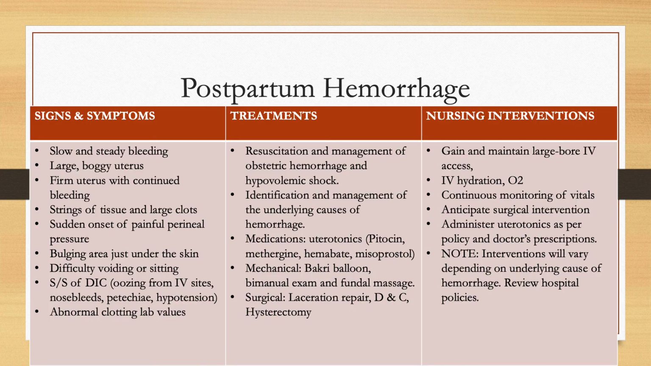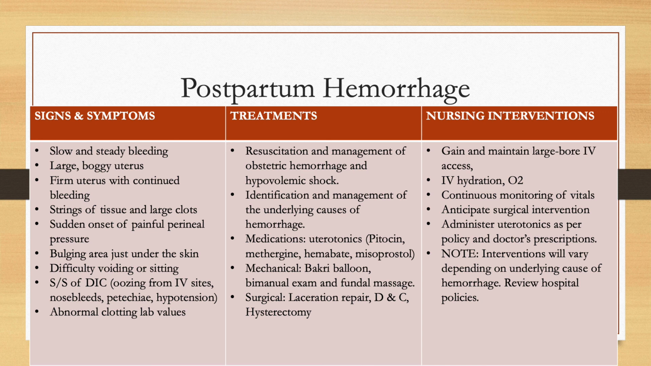So what are the signs and symptoms that we're going to look out for? Slow and steady bleeding, okay, a little trickling. It's not always gushing, okay? Or large, boggy uterus. Firm uterus with continued bleeding. Okay, maybe she has a laceration that everybody missed. The uterus is firm midline, but she's still trickling blood. We need to make sure that we assess. Strings of tissue and large clots. Sudden onset of painful perineal pressure. This is when they have a hematoma.